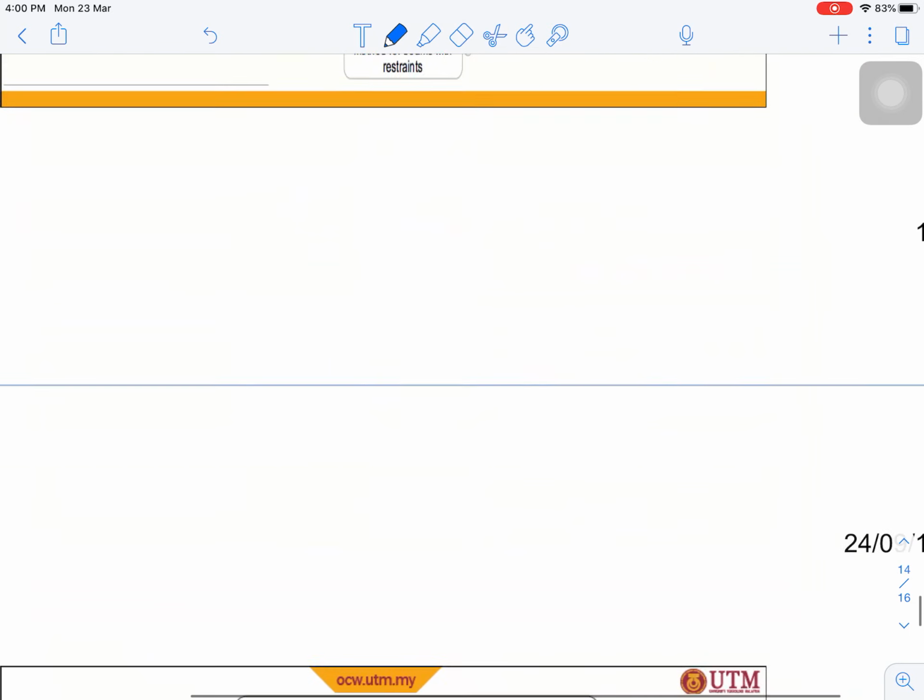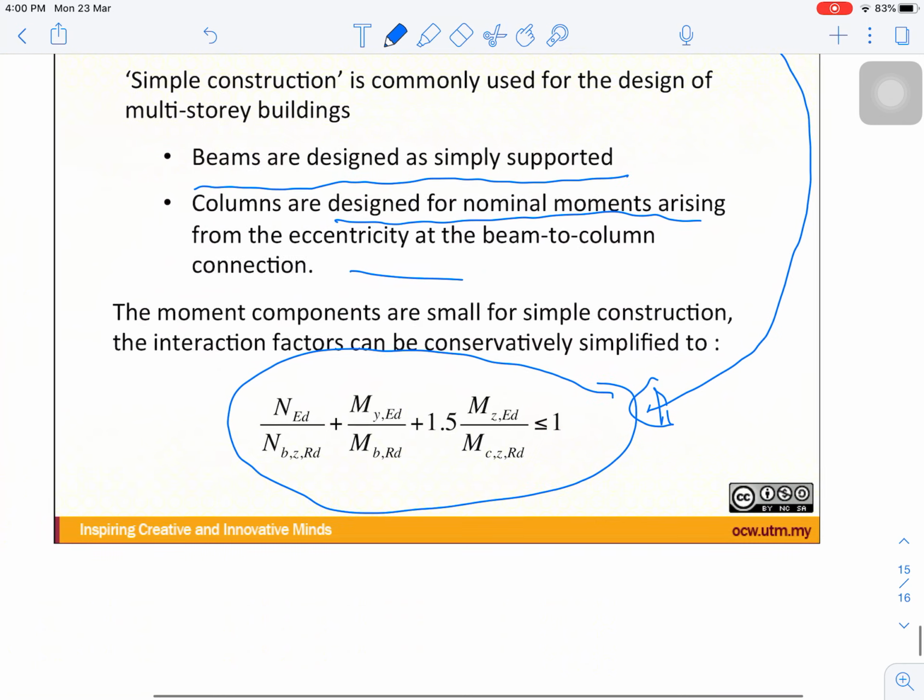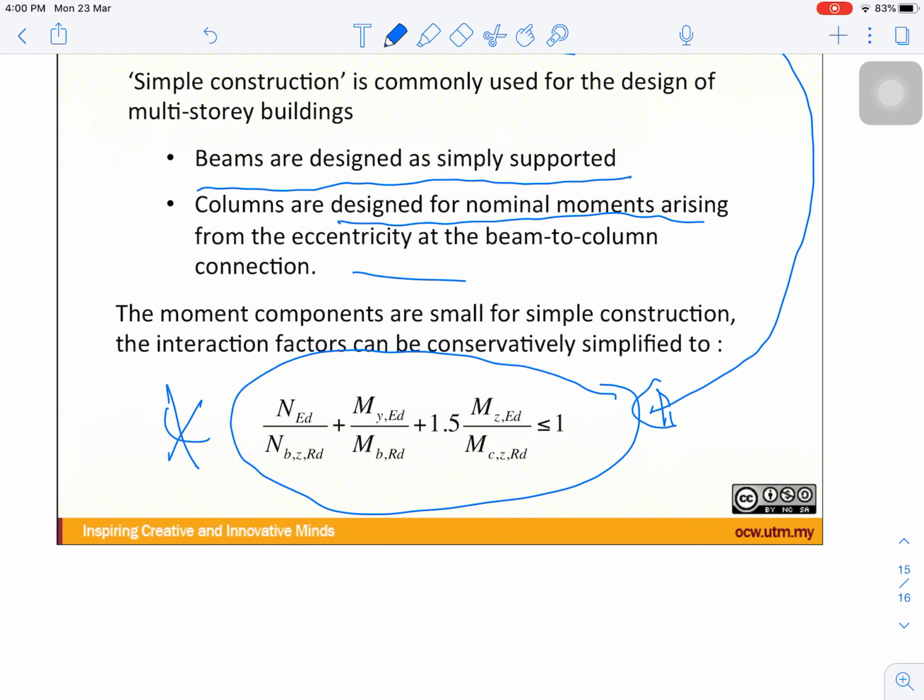I will explain later how you are going to use this formula in the next lecture.